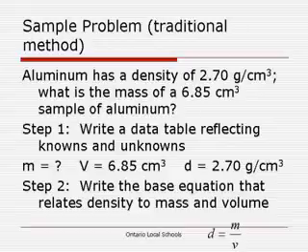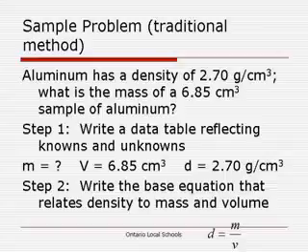Let's try a sample problem using the traditional method. Aluminum has a density of 2.70 grams per cubic centimeter. What is the mass of a 6.85 cubic centimeter sample of aluminum? Our first step would be to write a data table reflecting the knowns and unknowns. We don't know our mass, it's what we're trying to solve for, so we're just going to put a question mark next to the symbol for mass, m. Our volume is 6.85 cubic centimeters, so we write that down. And we know our density, it's 2.70 grams per cubic centimeter.